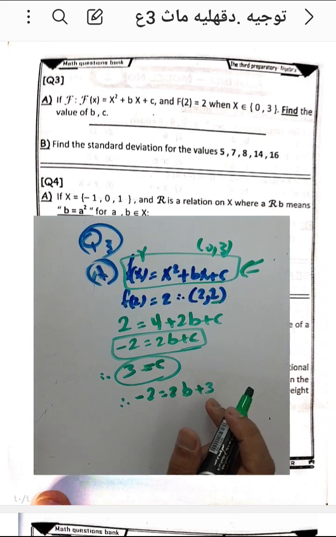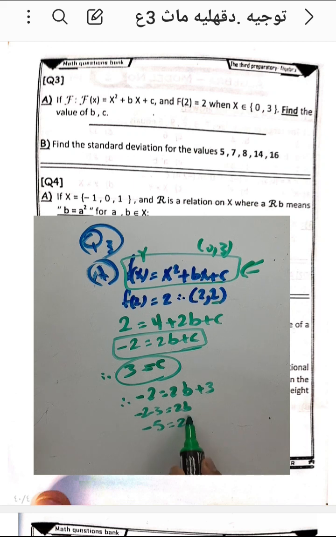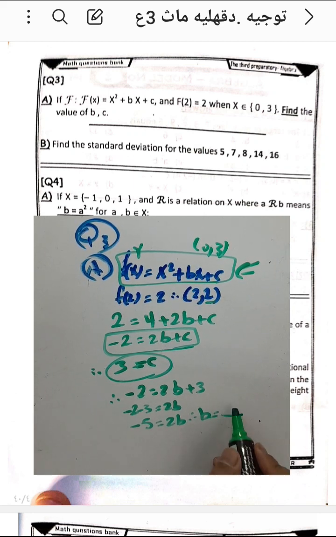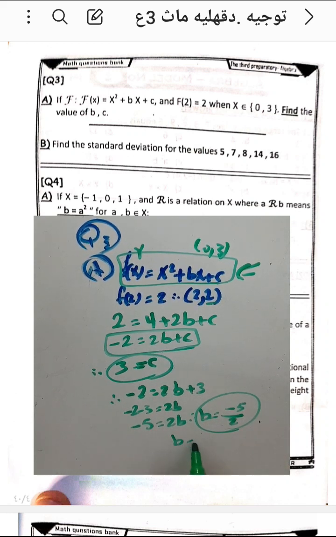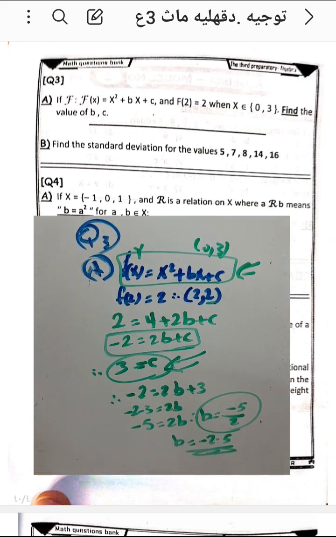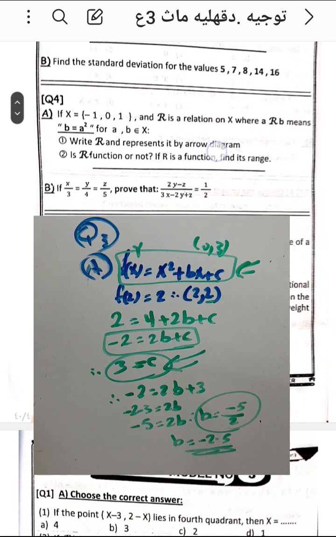Move 3 to the left-hand side. Negative 2 minus 3 will be equal to 2b. Then negative 5 equals 2b, so b equals negative 5 over 2. It will be negative 2.5, the value of b, and the value of c equals 3. Okay, we must write that the curve passes through the point 0 and 3. Question letter B.